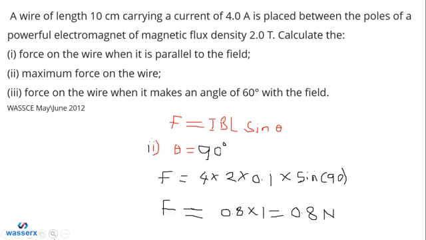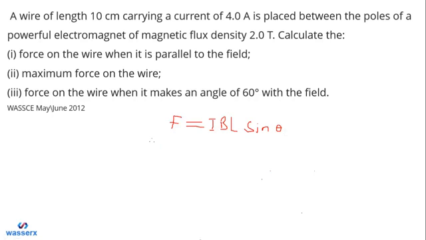Now we move on to the third part, the III part. We are supposed to calculate the force on the wire when it makes an angle of 60 degrees with the field. So in this case, we put theta equal to 60 degrees.